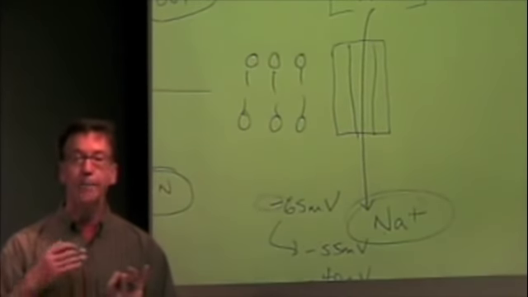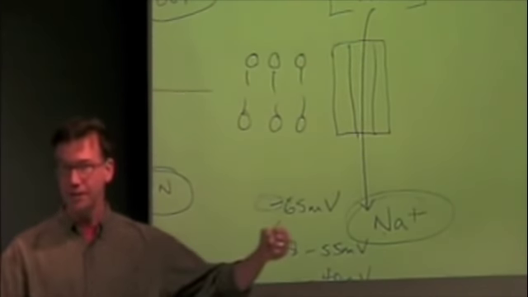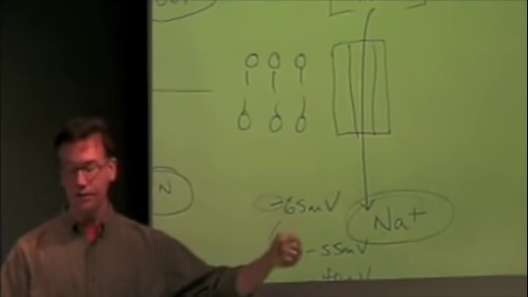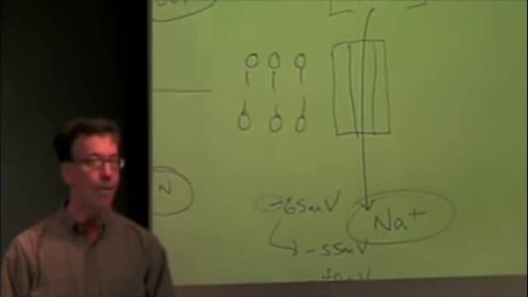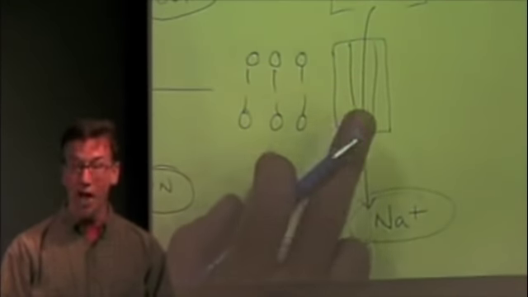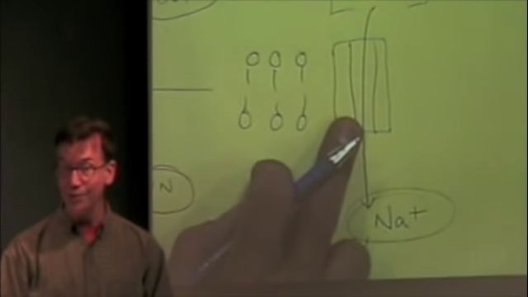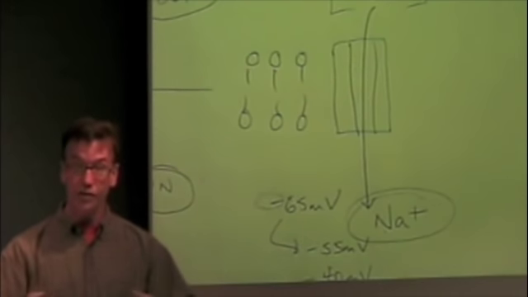We can hyperpolarize. We can make it more negative inside versus the out. We can increase that difference or polarization between inside and outside. And we can also reduce it. We can depolarize it. And it's going to involve opening protein channels and allowing for the passage of ions in order to change that charge relationship inside versus out.